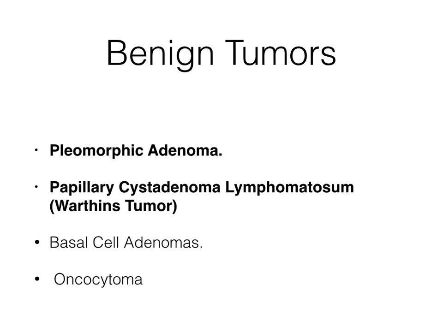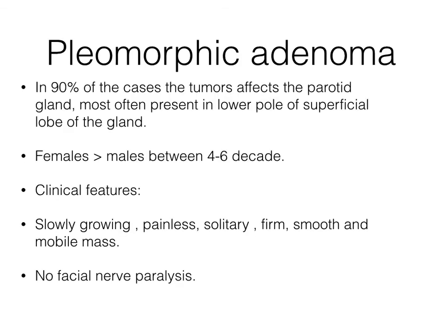Benign tumors include pleomorphic adenoma, papillary cystadenoma lymphomatosum, which is Warthin's tumor, basal cell adenomas, and oncocytoma. The most common and most important are the pleomorphic adenoma and the papillary cystadenoma, or Warthin's tumor. If you get to choose, which one would you choose? Warthin's tumor. Warthin's tumors have lower recurrence rates and they're benign. They don't have malignant transformation potential.